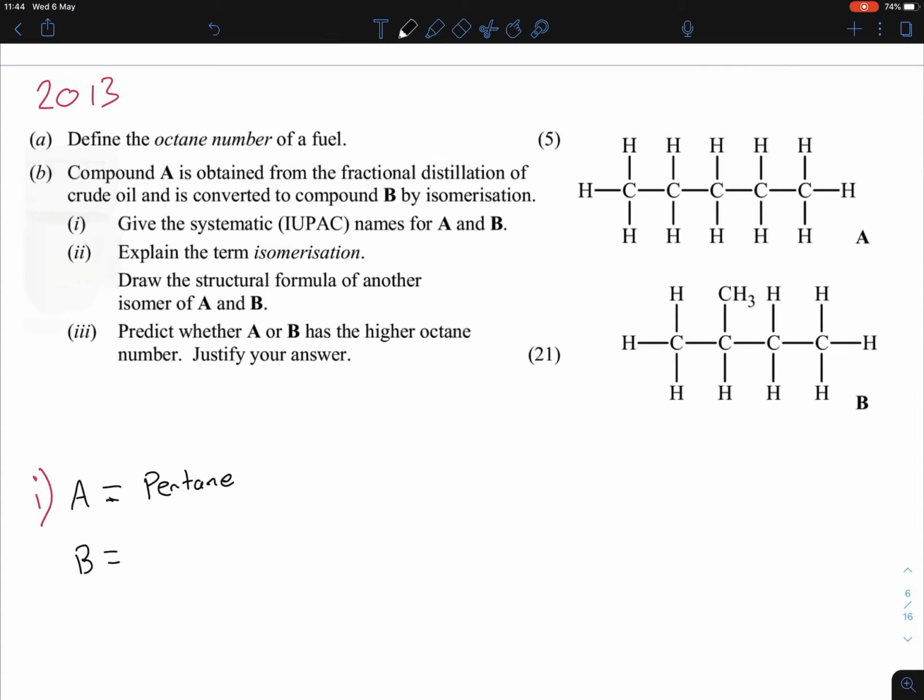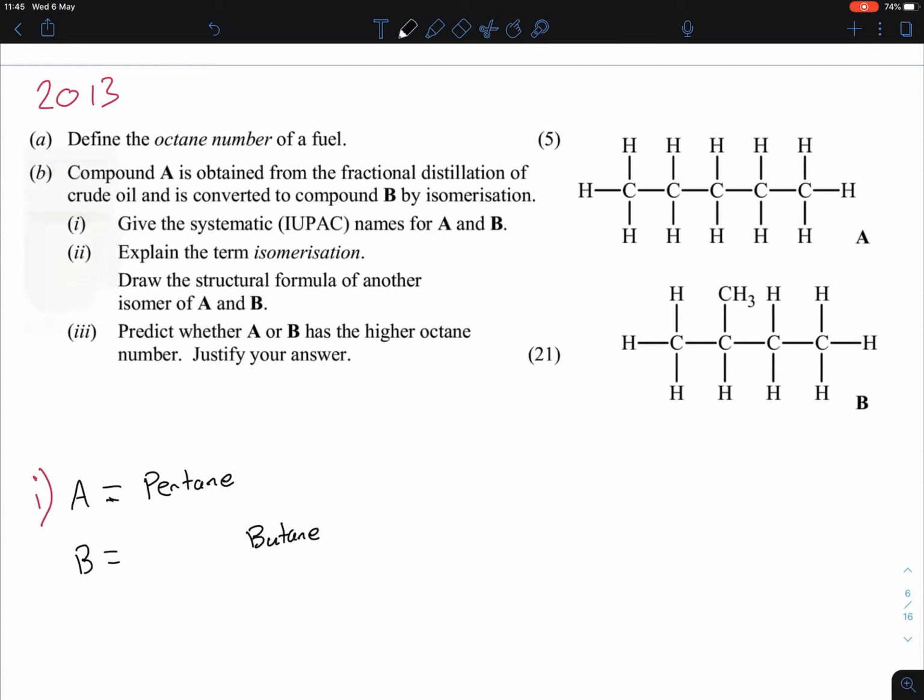Pentane. B. We can see if we count up the longest continuous chain, it's going to be 1, 2, 3, 4. No matter what way you count, left or right, it's going to be the same. So we know that at the very ending of it, it's going to be butane.